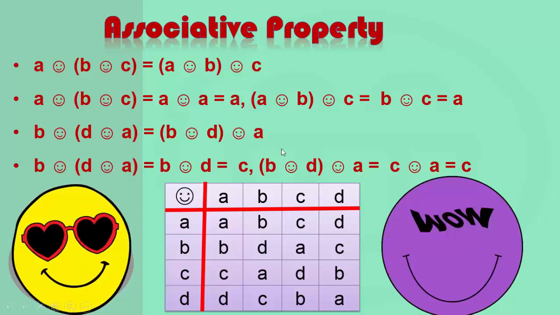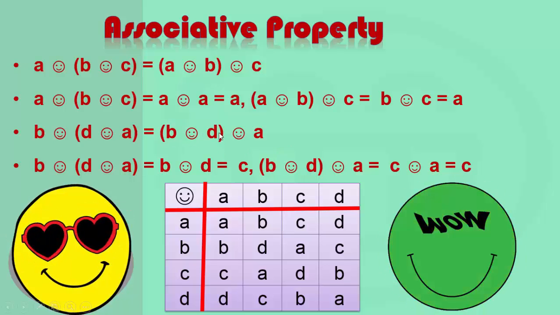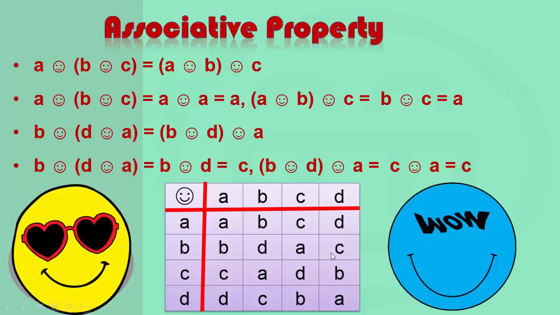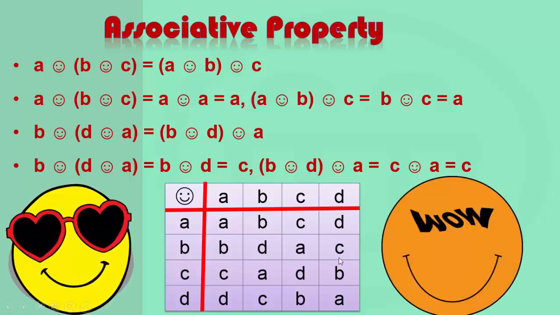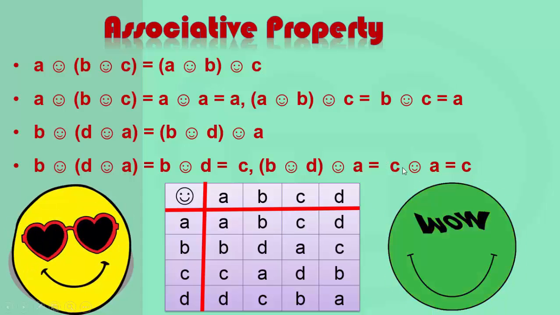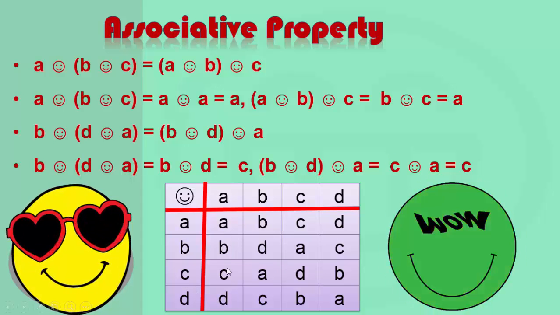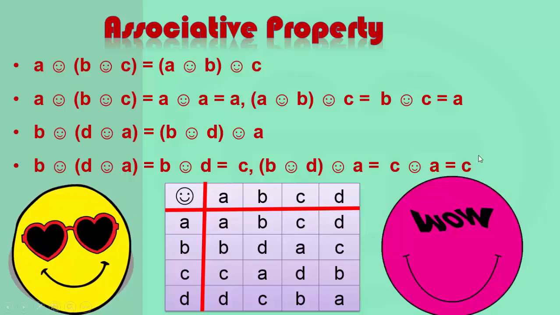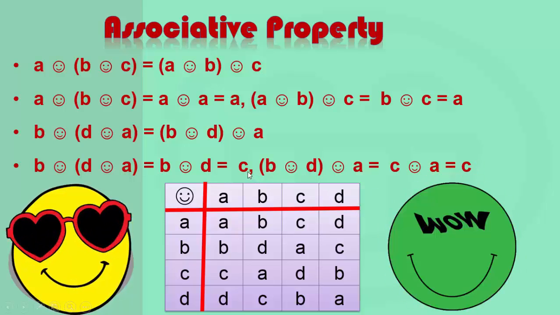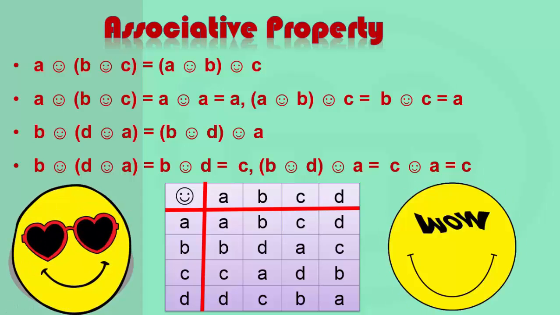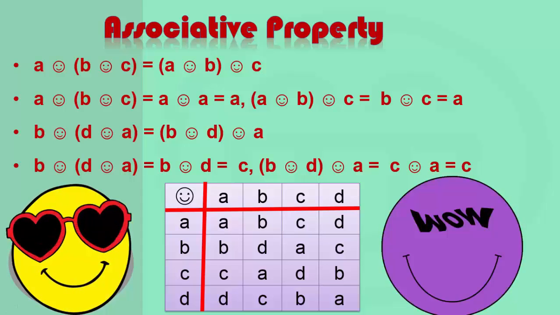Similarly, we do for the other one. B ☺ D we do first. So we go to B, D, and we see it intersects at C, so we get C ☺ A. Now we go to C and A, and we see it intersects at C. And in both cases, we get C. So that means it's associative in this example. So we will assume the operation of smiley face is associative.